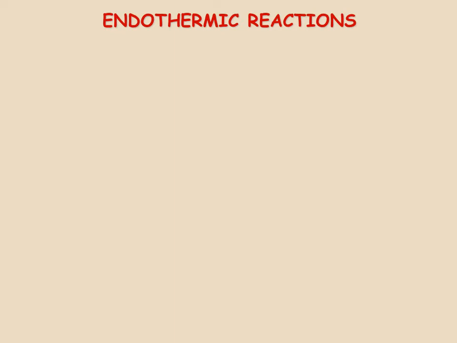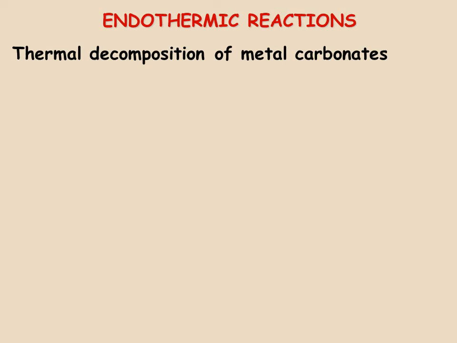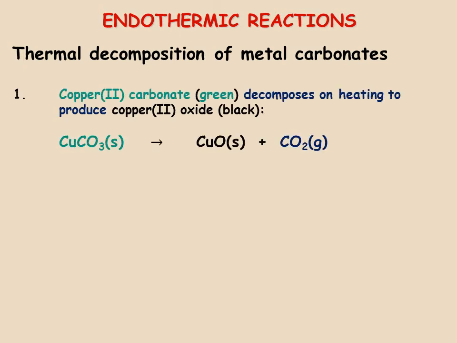So here are some more examples of endothermic reactions, right? One is thermal decomposition of metal carbonates, right? Where without heat, these metal carbonates do not decompose. So you have to provide heat. That means the reaction mixture absorbs heat. Then only it can decompose, right? So one is copper carbonate decomposing to copper oxide and carbon dioxide. You can see green color copper carbonate on heat turns to black copper oxide, right?